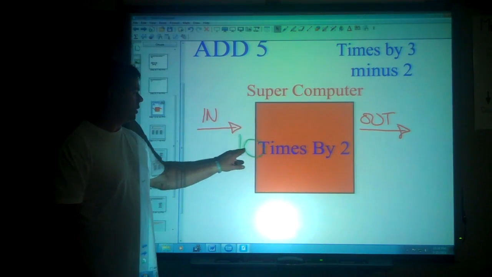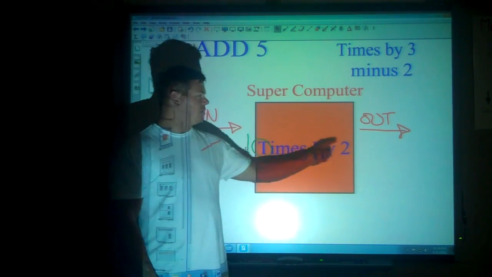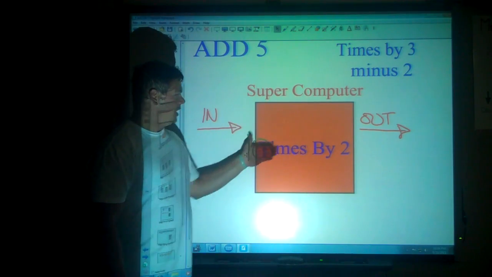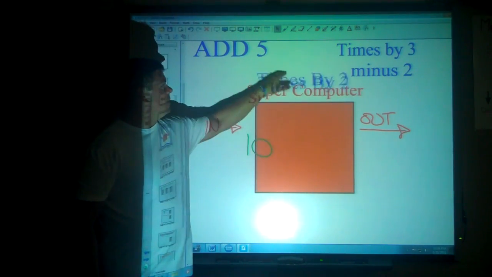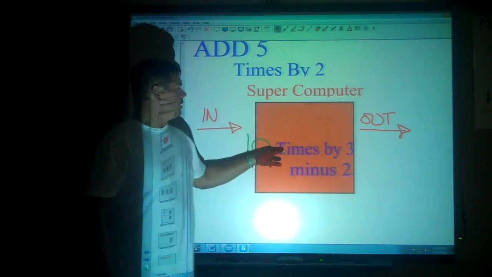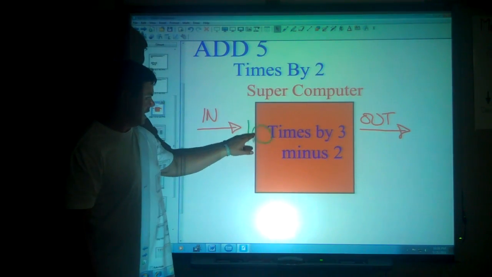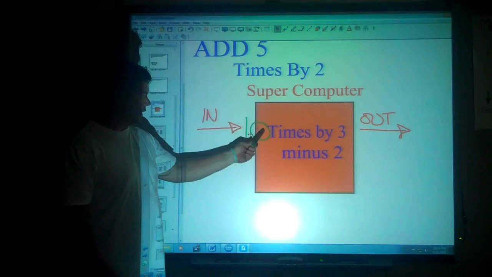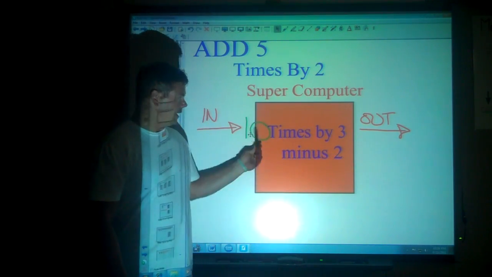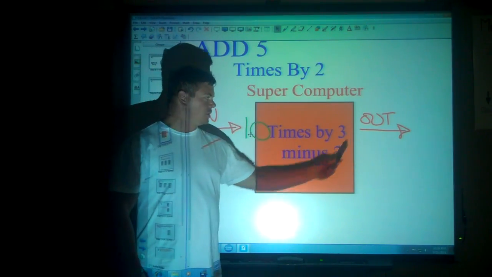Okay, this time let's put in times by 2. Now this is a different rule. Well, if I put 10 in, 10 times 2 would give me 20. The number goes in, I get a different value out. Maybe the rule is times by 3, and then subtract 2. A little bit more complicated. As 10 goes in, plug a number in, 10 times 3 is 30, 30 minus 2 is 28.